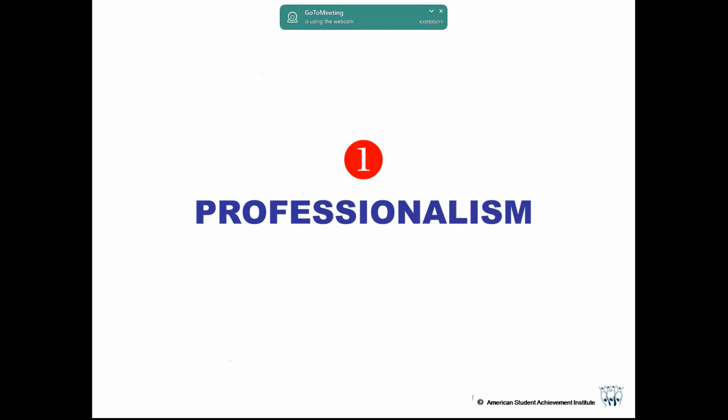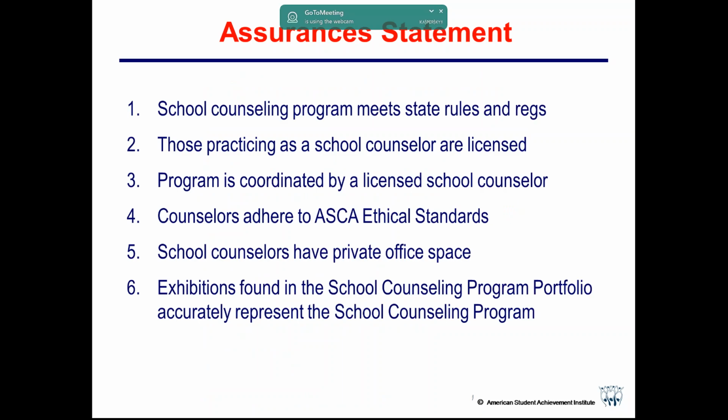So we'll start out with professionalism, and these are products that are showing your professionalism as a professional school counselor. So one document that you'll submit is, we just call it the assurances statement. There were several things that there was really no way to have you document other than to just say, are you doing this? And then we are taking your word for it that if you say, yes, we're doing this, then you are. So the first one is that your school counseling program meets your state rules and regulations. And then those practicing as a school counselor are licensed as a school counselor.